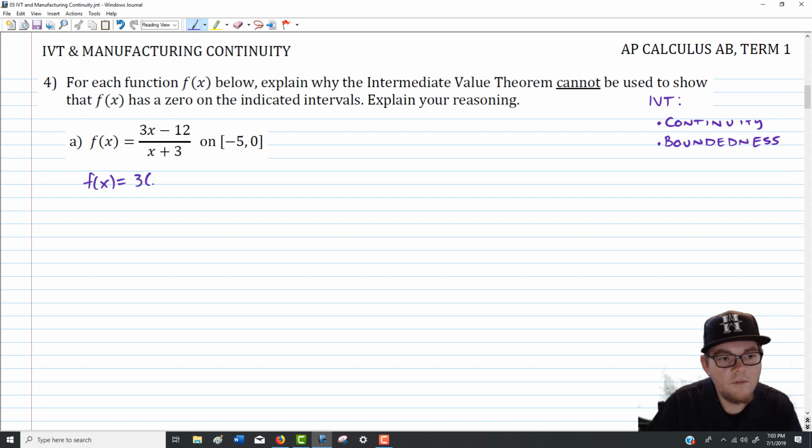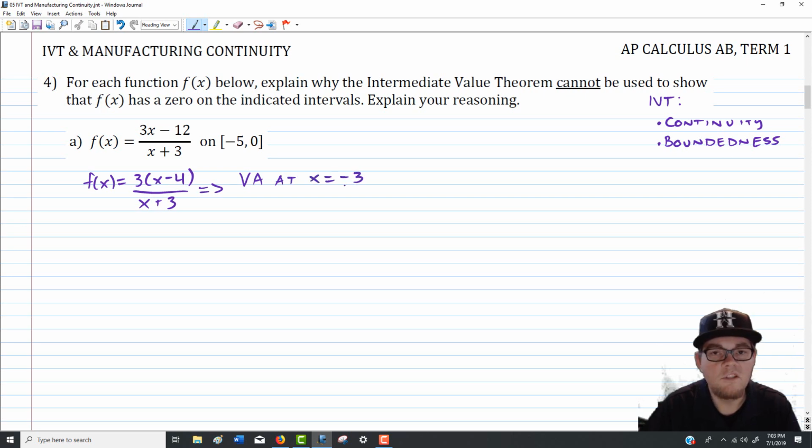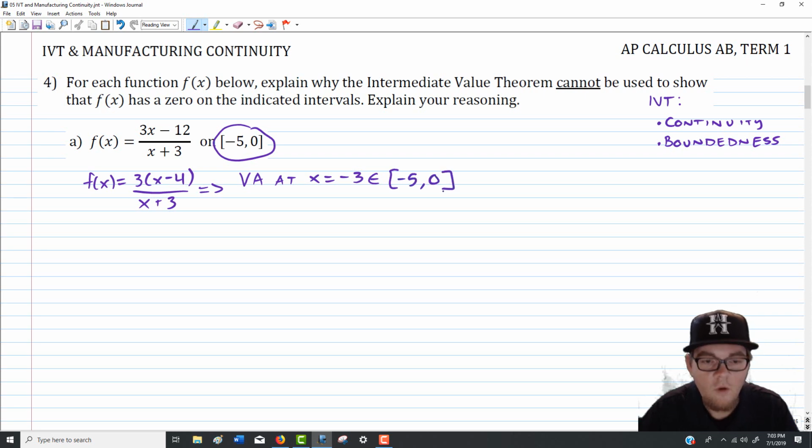Before I do too much heavy lifting, though, let me just factor it all out, just in case that's going to help me. I get that f of x is 3 quantity x minus 4 over x plus 3. What I notice is that since x plus 3 is in the denominator, there is a vertical asymptote on f of x at x equals -3. So now that might not be a problem if -3 is not in our interval. But unfortunately, our interval is from -5 to 0, which means that our vertical asymptote is in the middle. So in truth, it doesn't matter if we actually have a 0 in this interval. We don't in this case, but there's a chance that we might.